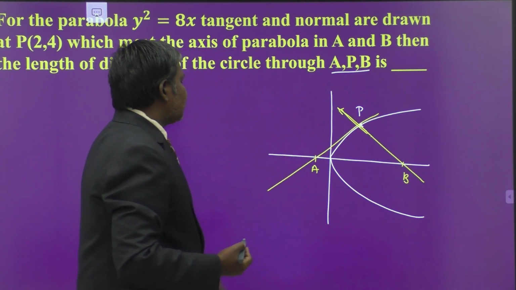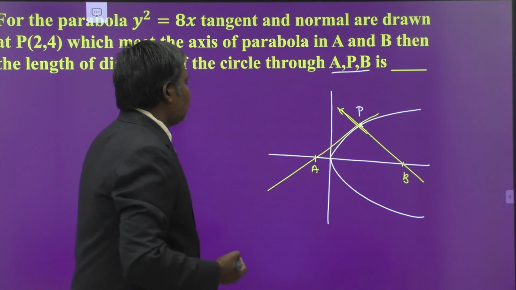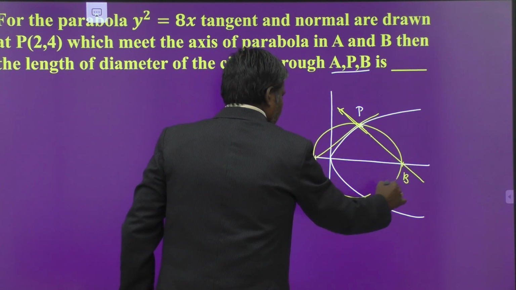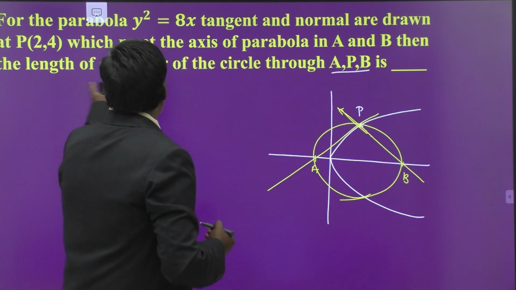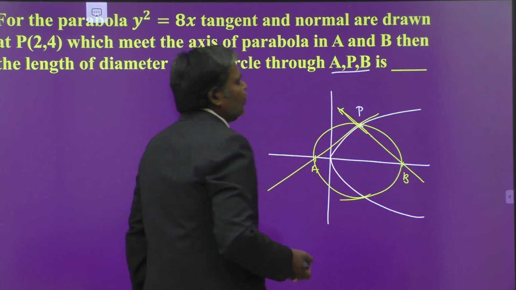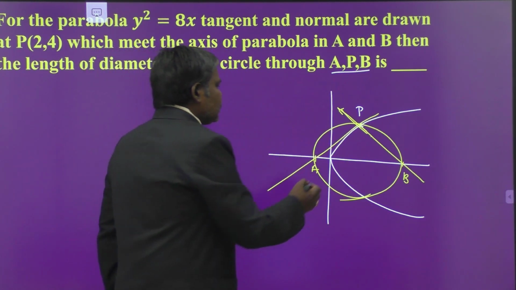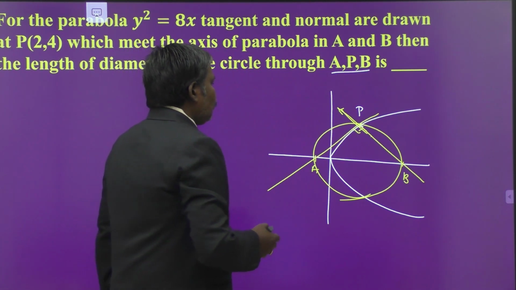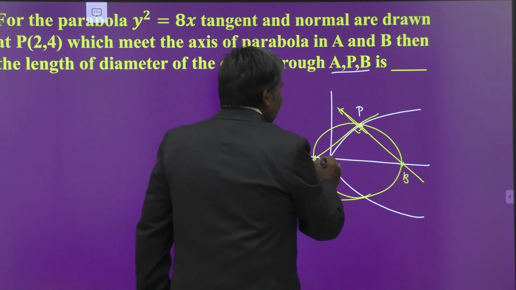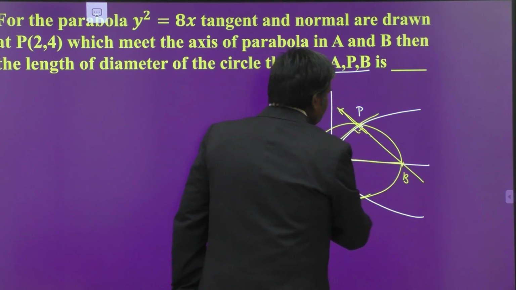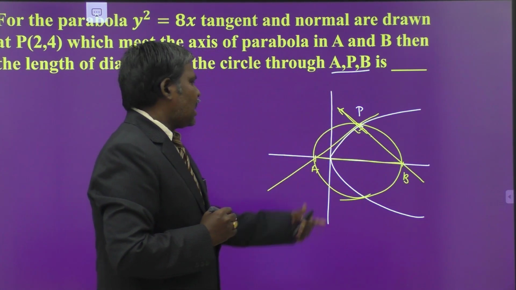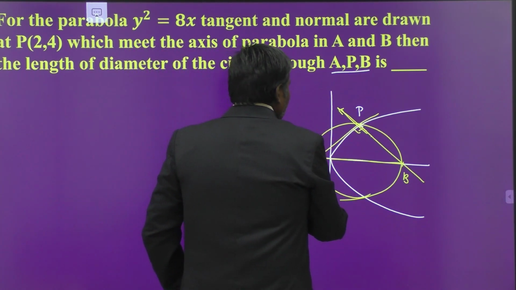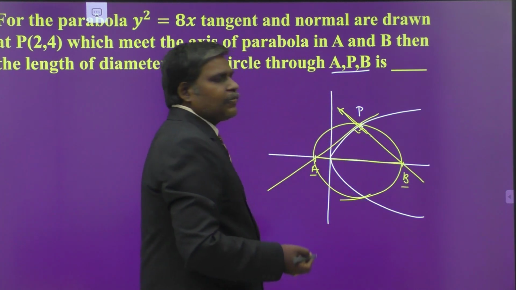Now the circle described on APB as diameter, this is the circle. What are we going to find out? We are going to find out the length of the diameter of the circle. My dears, what is the angle between tangent and normal? Always 90 degrees. So, we know that the angle in a semicircle is 90 degrees. Therefore, the length of the diameter is AB. The length of the diameter of the circle is nothing but AB. So, we have to find out the coordinates of A and B, and we can easily find the distance.